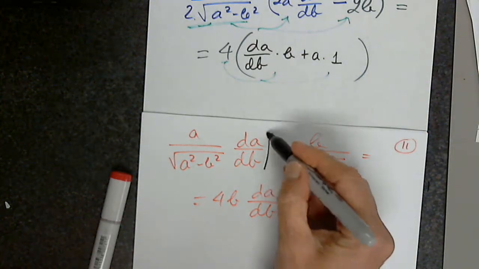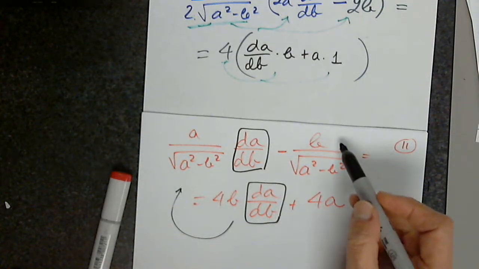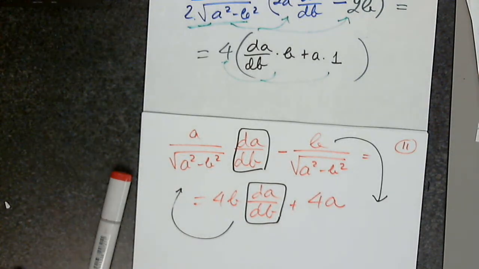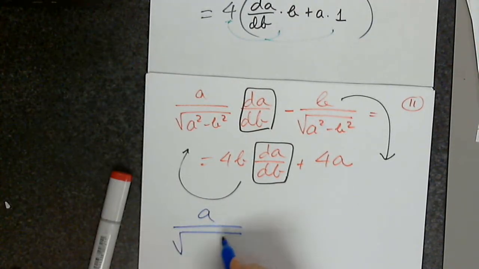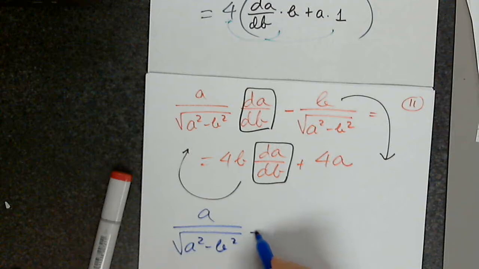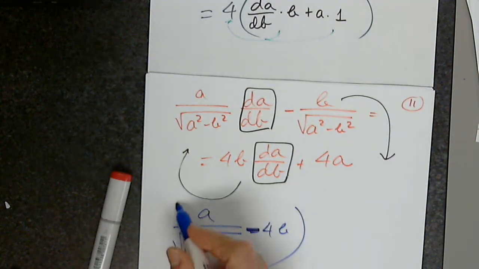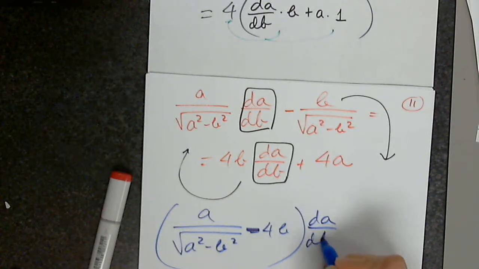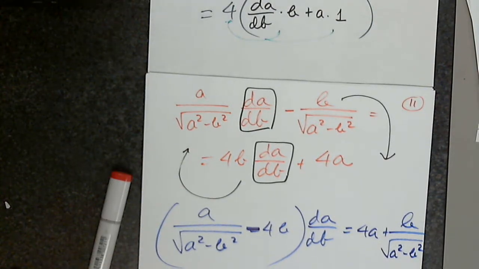So now, knowing that I'm after dA over dB, I will move this to this side and this to this side. Factor out dA over dB, and then divide at the end. So I have a over the square root of a squared minus b squared minus 4b. Minus has to be right here next to the fraction line. dA over dB equals 4a plus b over the square root of a squared minus b squared.